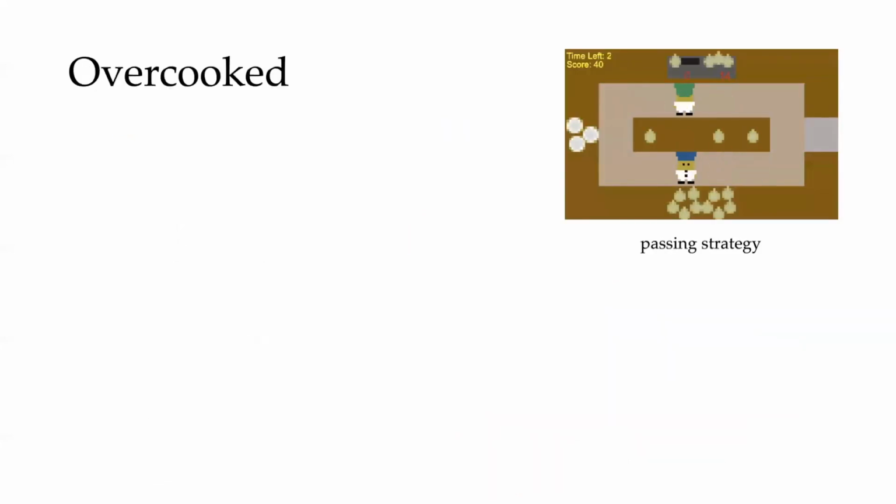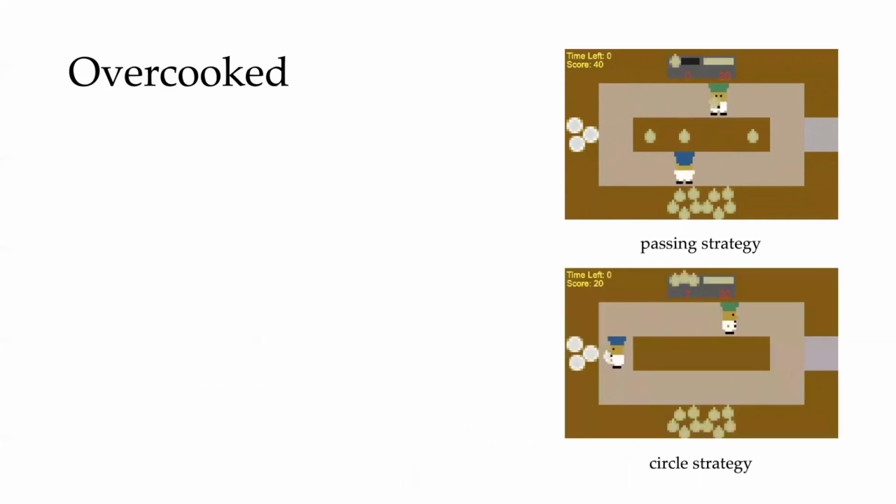Finally, we study the overcooked environment, and in this game, the 2 players are trying to make onion soup. They need to put onions in the stove, plate them, and then serve the plate. We can visualize at least 2 distinct strategies for this layout. For example, passing items across the counter or going around in circles, but there could be many more strategies.